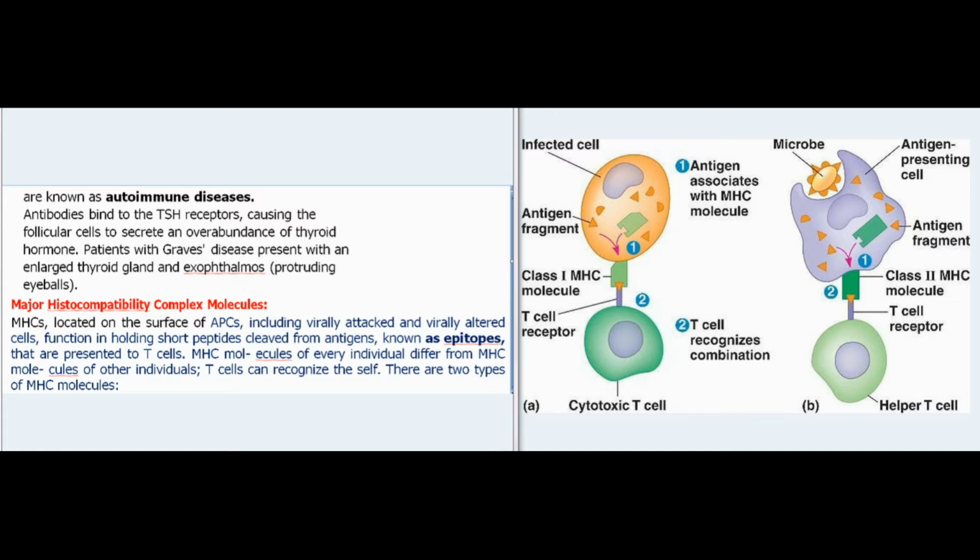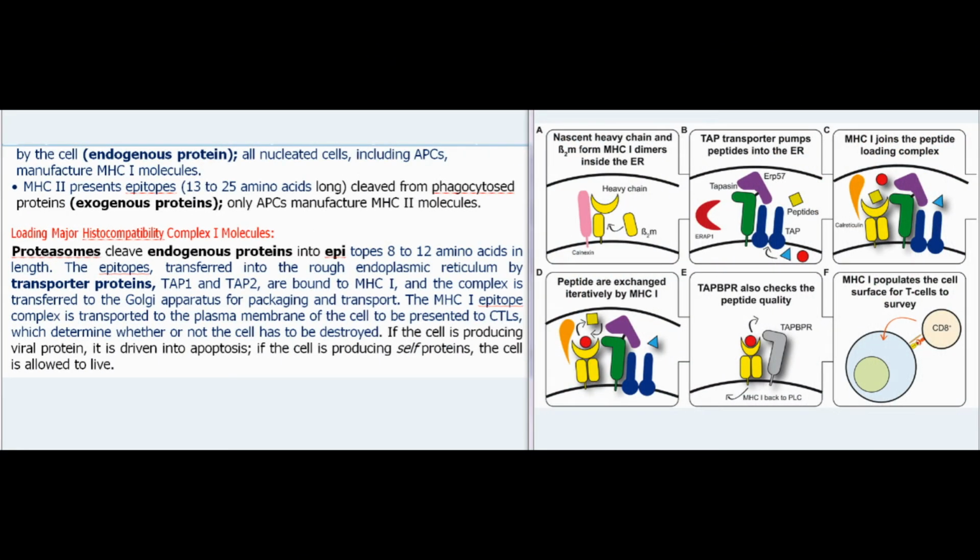MHC I presents epitopes, 8 to 12 amino acids long, cleaved from proteins made by the cell, endogenous proteins. All nucleated cells, including APCs, manufacture MHC I molecules. MHC II presents epitopes, 13 to 25 amino acids long, cleaved from phagocytosed proteins, exogenous proteins. Only APCs manufacture MHC II molecules.